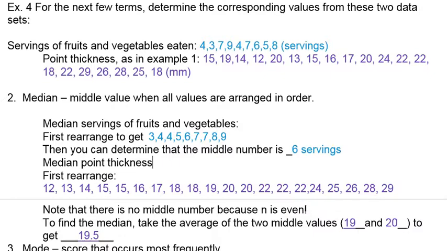So the median is often used when we have a skewed data set. Remember, that's where we have that bump more to the left or more to the right, because we have some outliers on the other end. So when we have a skewed data set or we have outliers, they're really going to affect the mean.